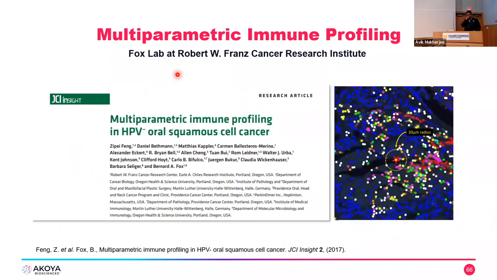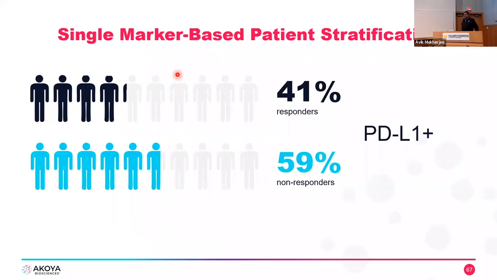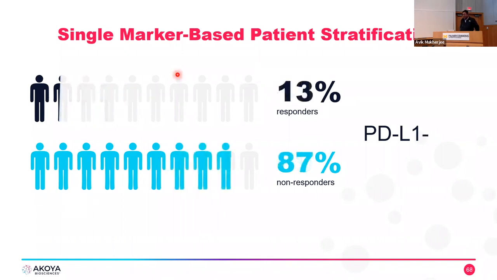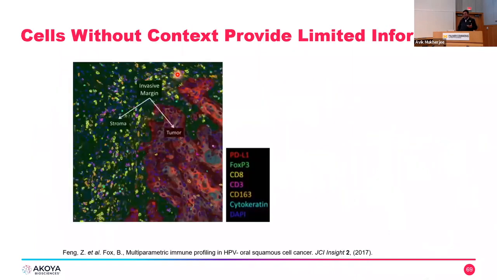This is a publication that came out in 2017 from Dr. Bernie Fox's lab, where they were looking at an FDA-approved drug, pembrolizumab. It was found that out of the responders, only 41% responded to the drug when it was introduced to the patient cohort. And out of the non-responders, there were still 13% of the people who were still able to get into the immunotherapy. So what was the problem? Single marker analysis was not able to predict the correct cohort.